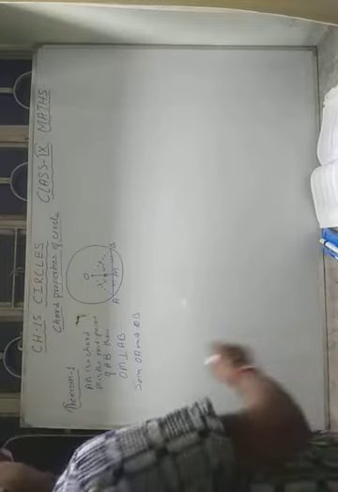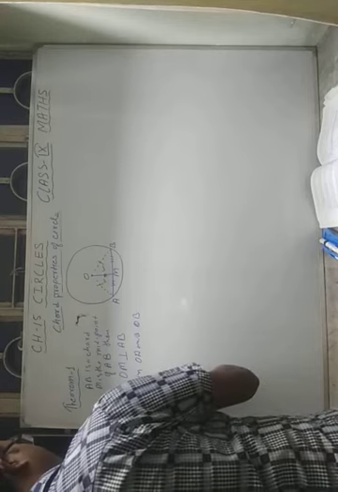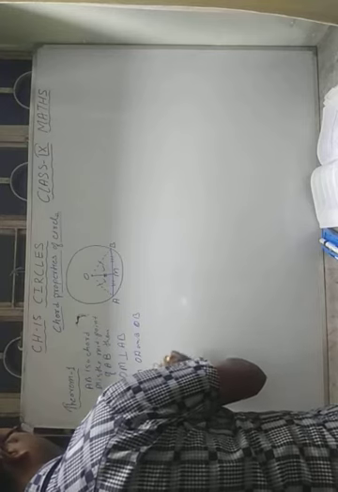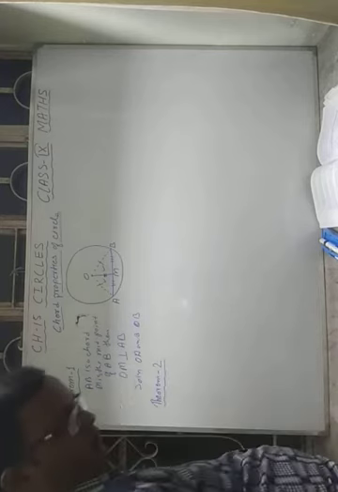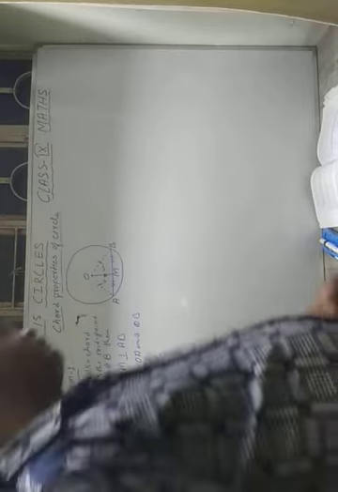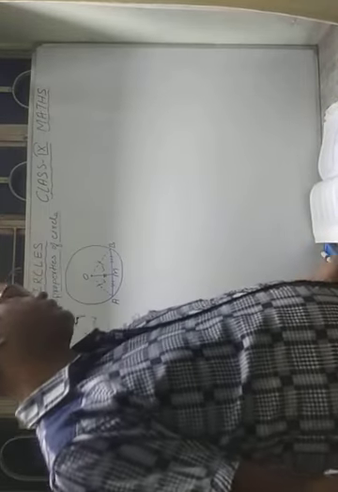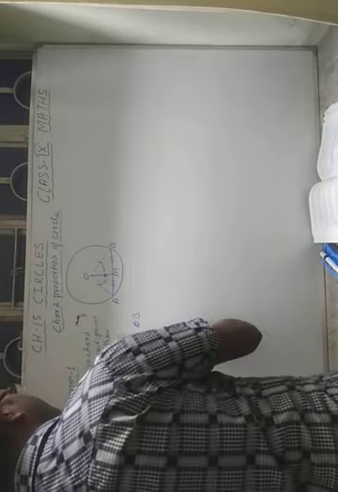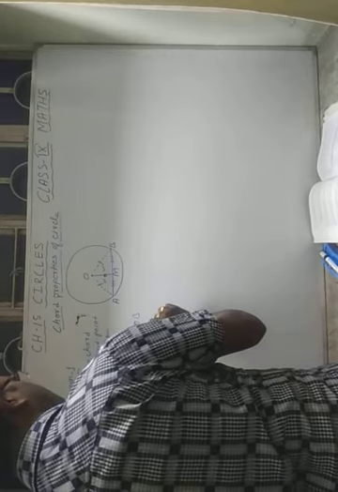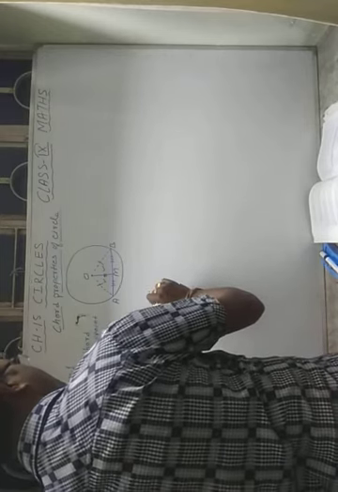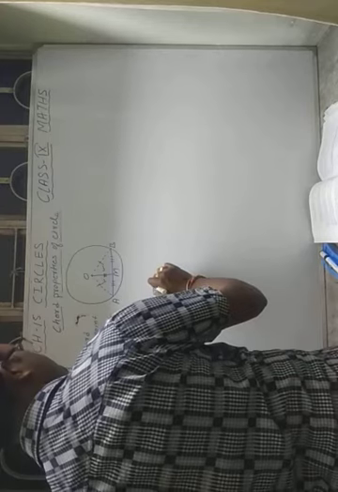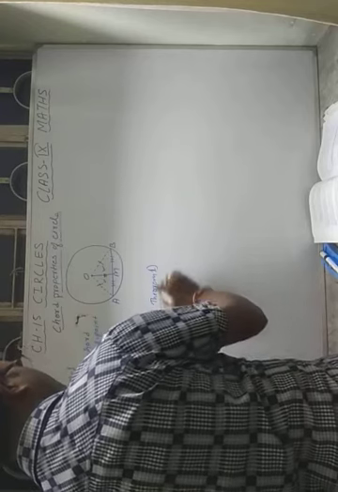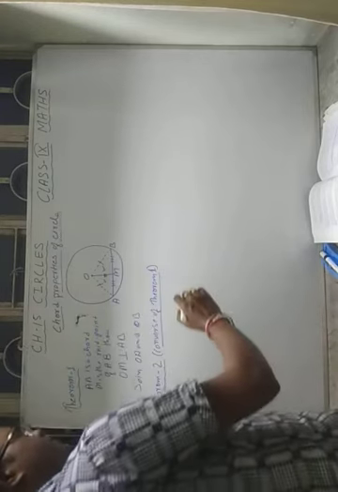Now theorem number 2. Theorem number 2: the perpendicular to a chord from the center of a circle bisects the chord. It is the converse of theorem 1. Okay, so what is said in this theorem?